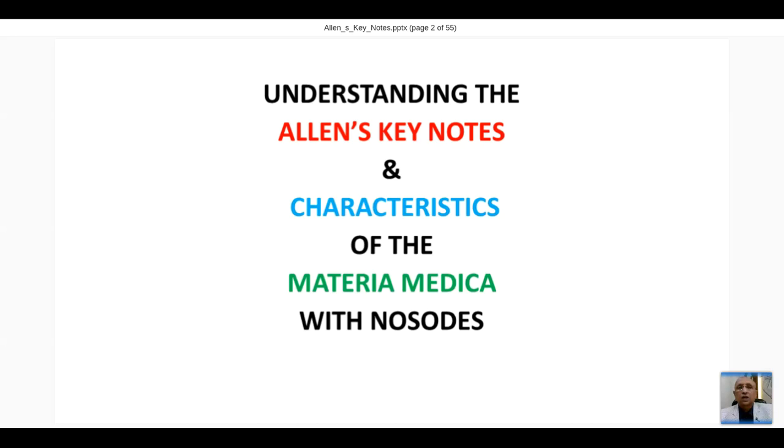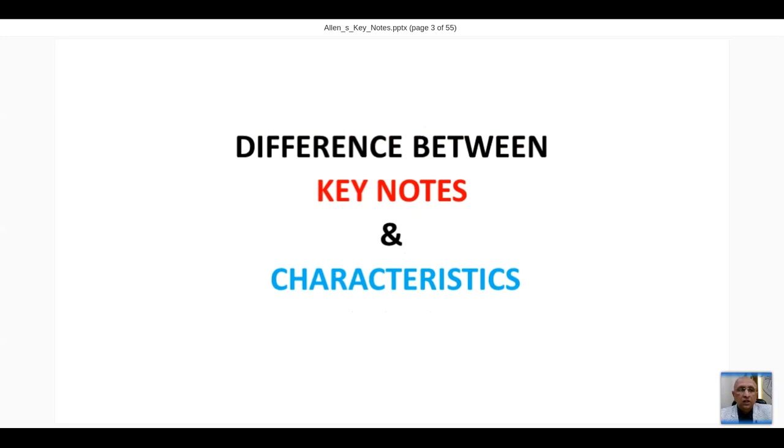The practitioners from the Calcutta side, that is the east of India, are always very familiar and very confident about these two books, Allen's Keynotes and Boenninghausen's Therapeutic Pocket Book, because they learn these two books by heart, and it has been taught in a different manner. I am still learning their approach in my practice, and that's why I want to share whatever I have learned. Today's topic is understanding Allen's keynotes and characteristics of the Materia Medica with nosodes. Out of which, the last part with nosodes I will not discuss. I will discuss understanding Allen's keynotes and characteristics of the Materia Medica. So we will go ahead.